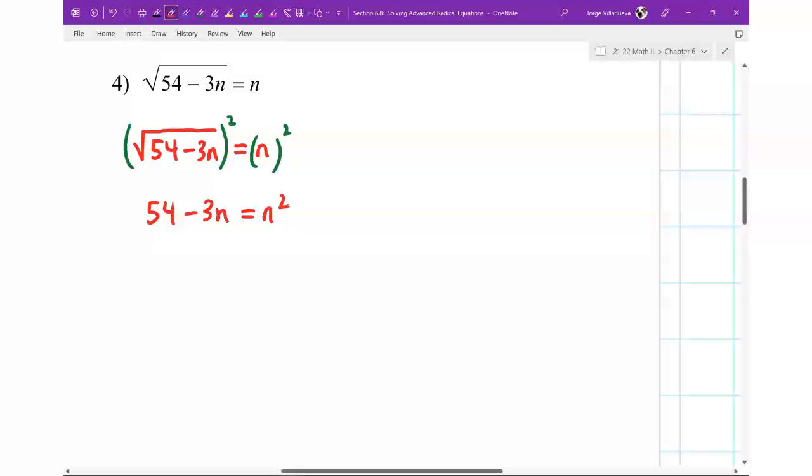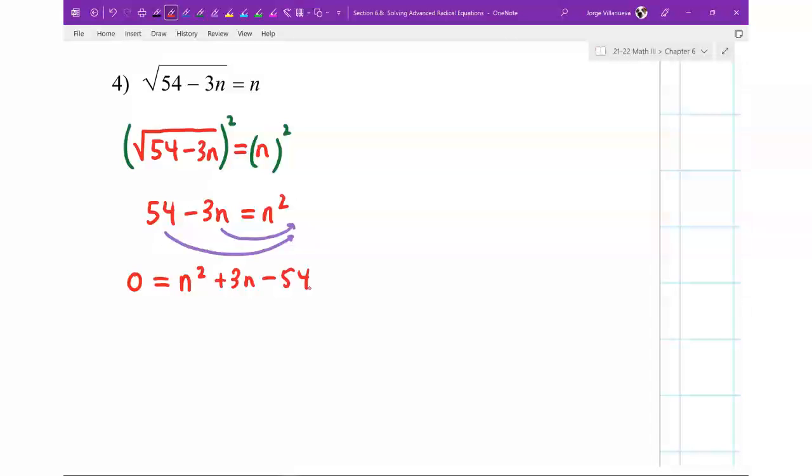Now, since n squared is all by itself on the right side, I'm going to move these things over here by adding 3n and by subtracting 54, okay? So I'm going to end up with 0 equals n squared plus 3n minus 54. Now, I see a trinomial. That means I get to factor. So let's go ahead and factor this using the x method.